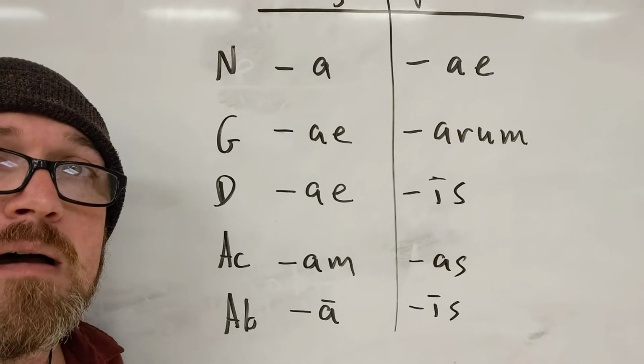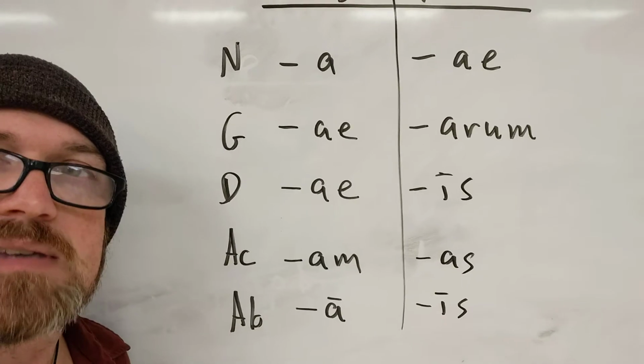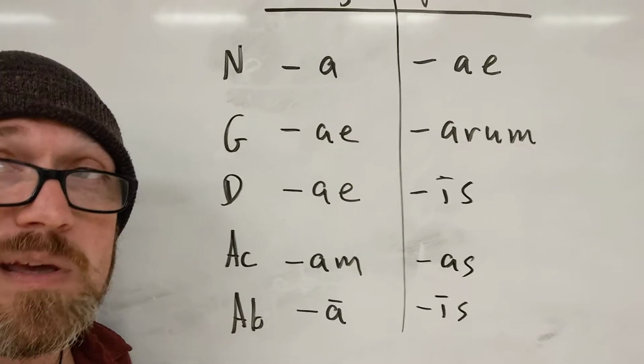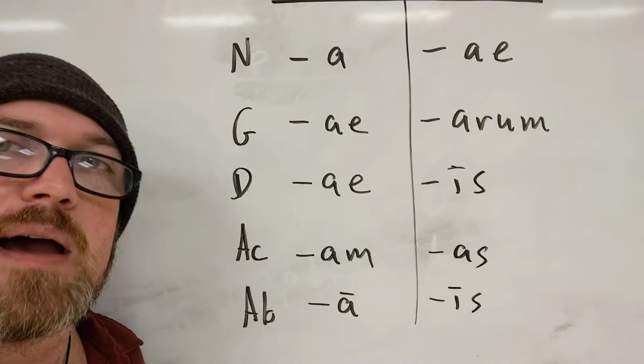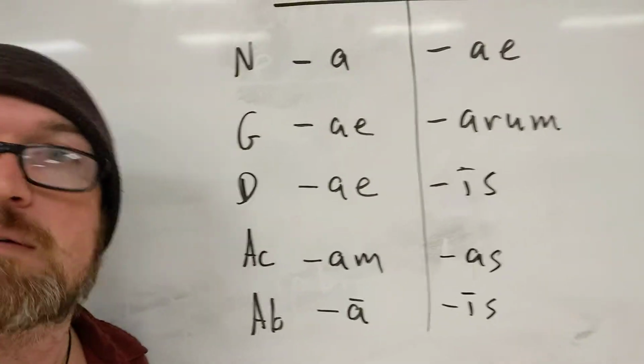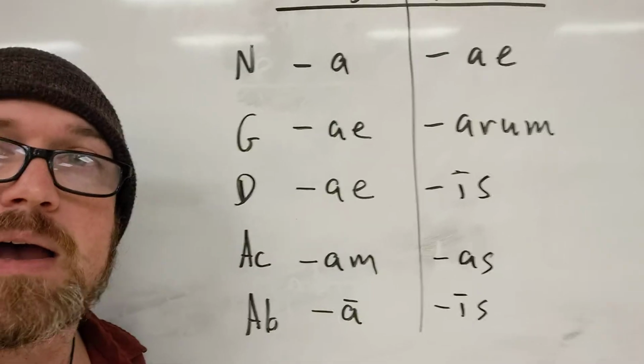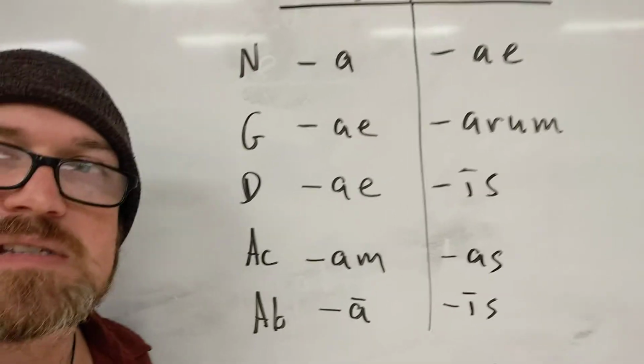A, ae, ae, am, a, ae, arum, is, as, is. You can say that over again. It's rhythmic. It'll stick in your head. You get good at it, you say it fast.